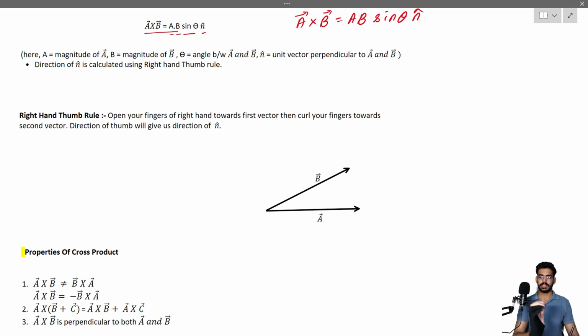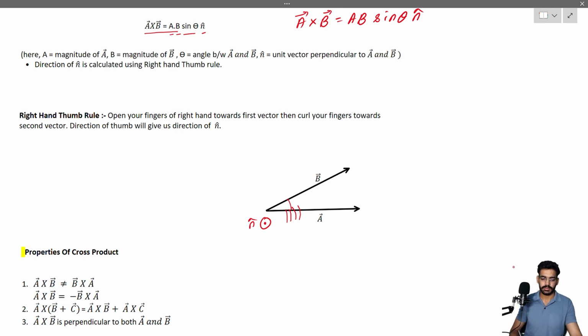n cap. Okay, so here if you go from A to B in this diagram, curl your fingers like this, your four fingers should be like this, and then go towards B like this, A cross B. So your thumb is going to come towards you. Your thumb is telling me the direction of n cap. And how do we denote something coming outside the paper? As a dot, right? If you remember, in the previous lecture we discussed this. So this is your n cap, the unit vector outside of the paper, giving me the A cross B direction.